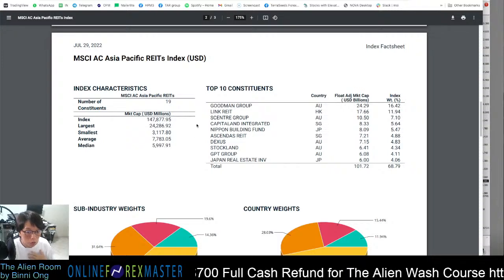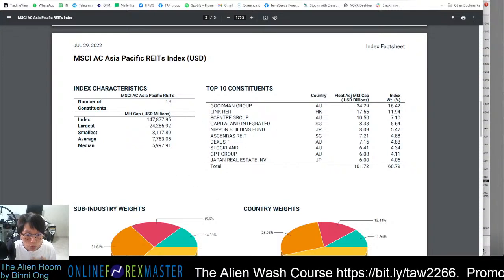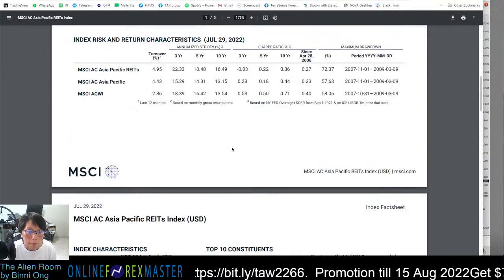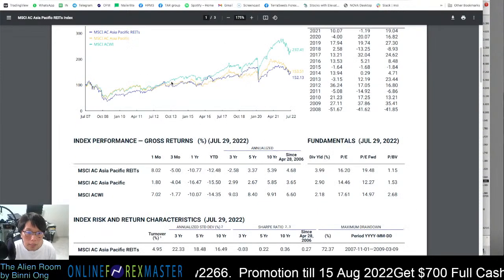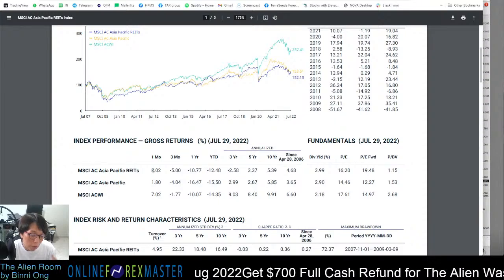So you look at these 10 REITs here. 2 of them are from Singapore, the ratio is about 10%. But I think this piece of data is a hint that perhaps we might be having a little bit of a reversal.